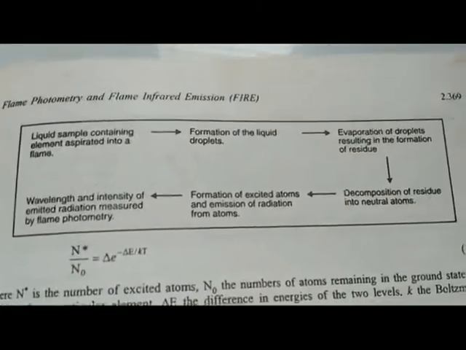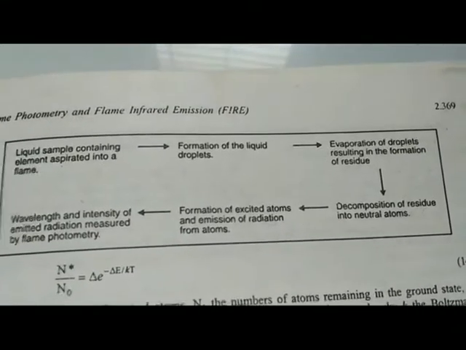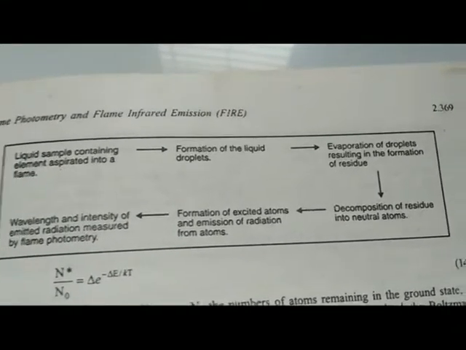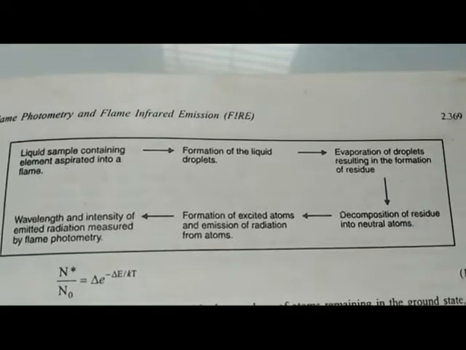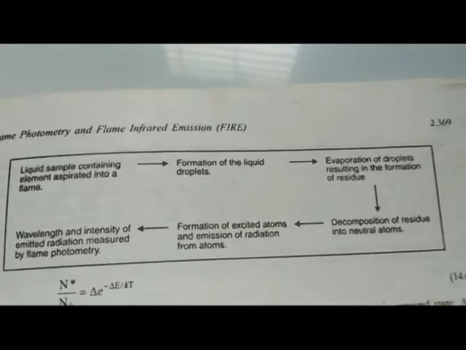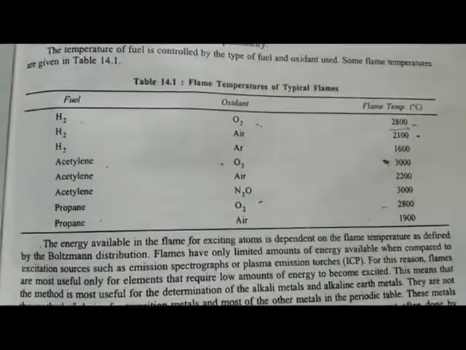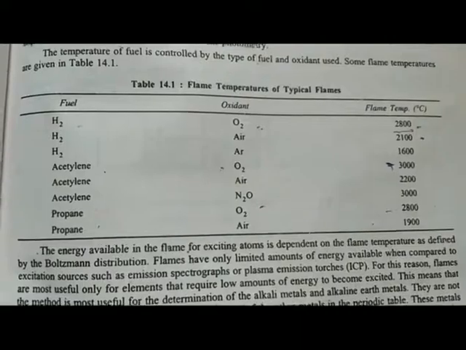So in flame photometry, in the instrumentation, the first requirement is a thermal or heat source. We use a flame as the heat source in flame photometry. There are different types of flame in use. Some use hydrogen as the fuel and oxygen as the oxidant.